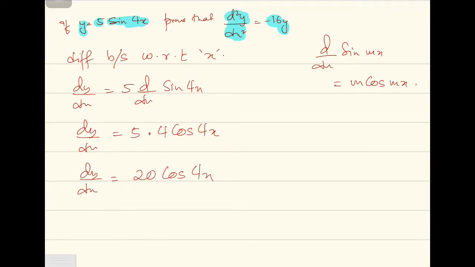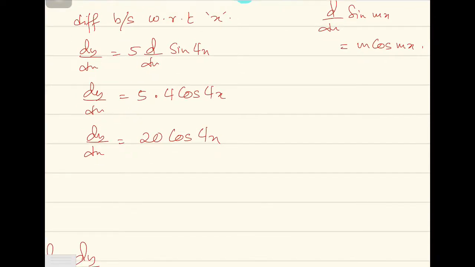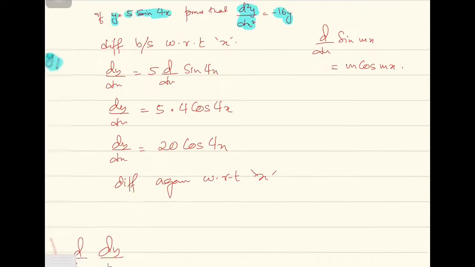Is that correct? Okay, then now I need to differentiate it one more time. So now differentiating again with respect to x. Why? Because it is double order differentiation. Double order means I need to differentiate it twice. Also, you know the operator here, it's d2y by dx square. So I have to differentiate it twice to obtain this.